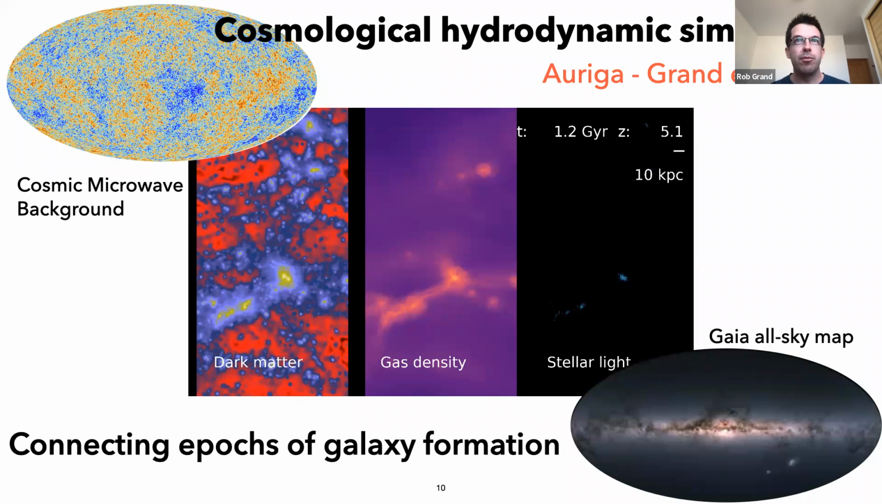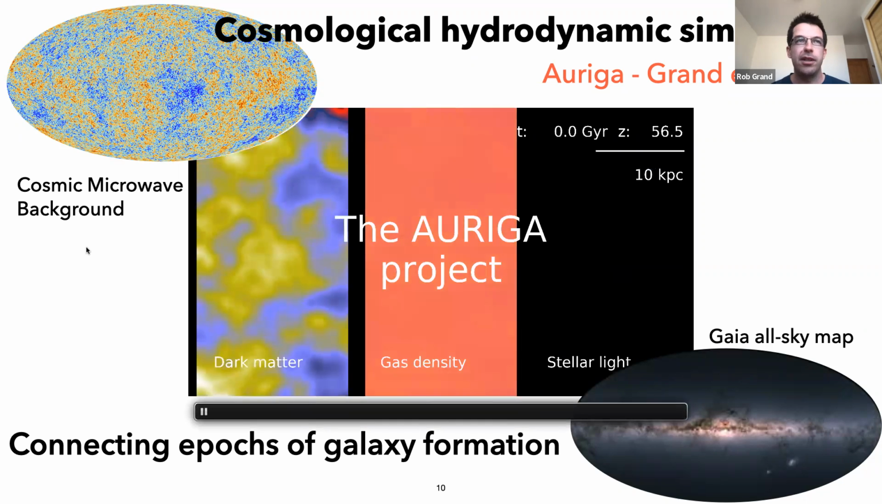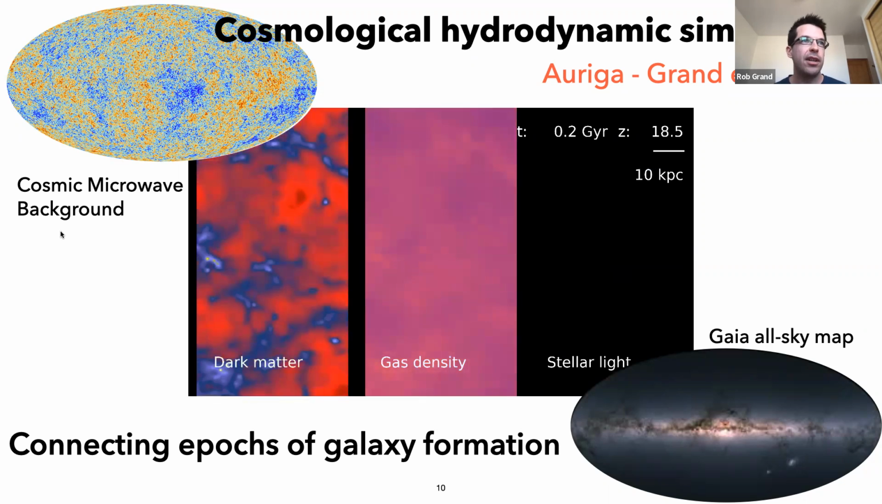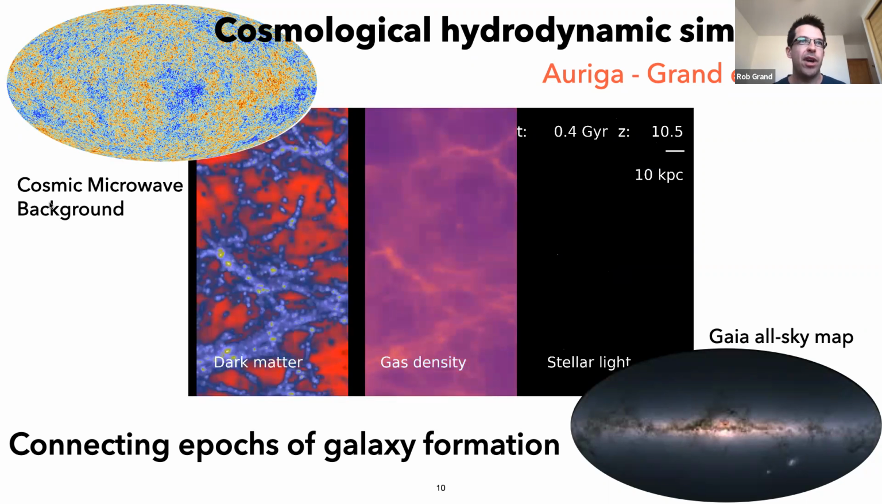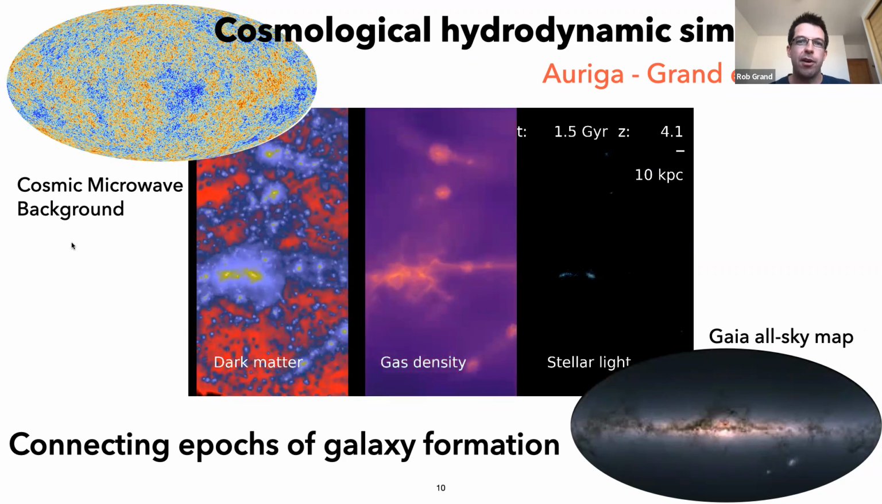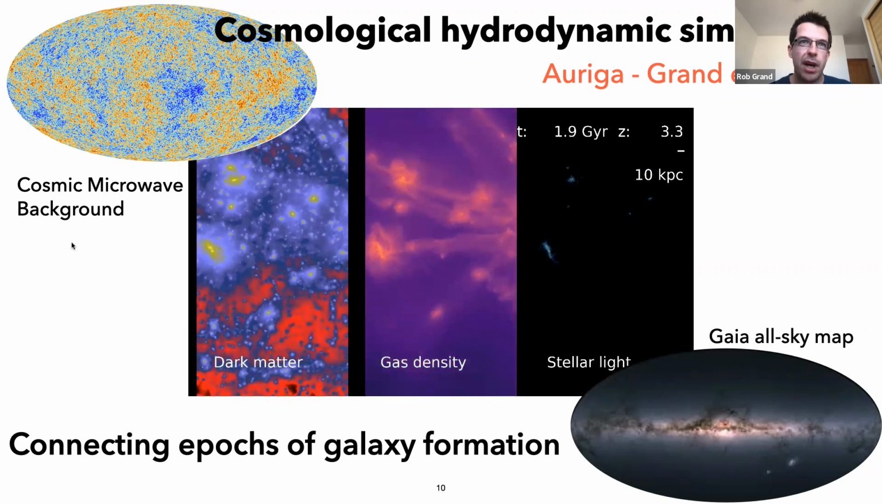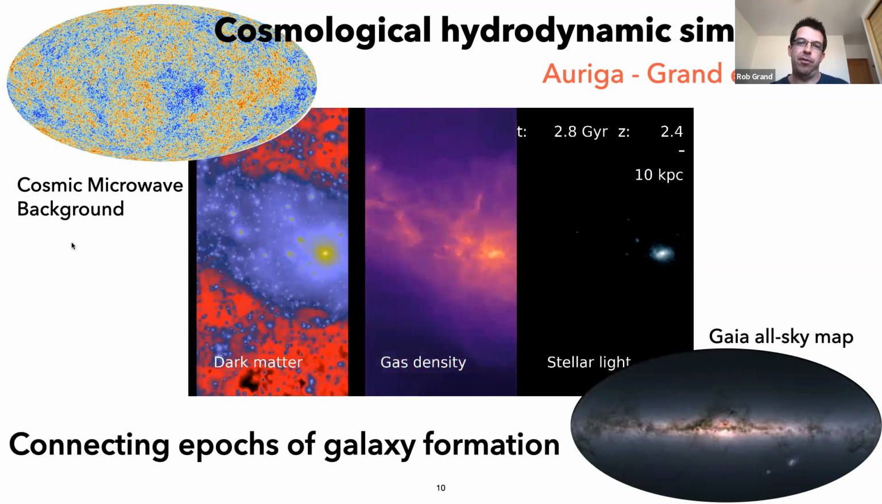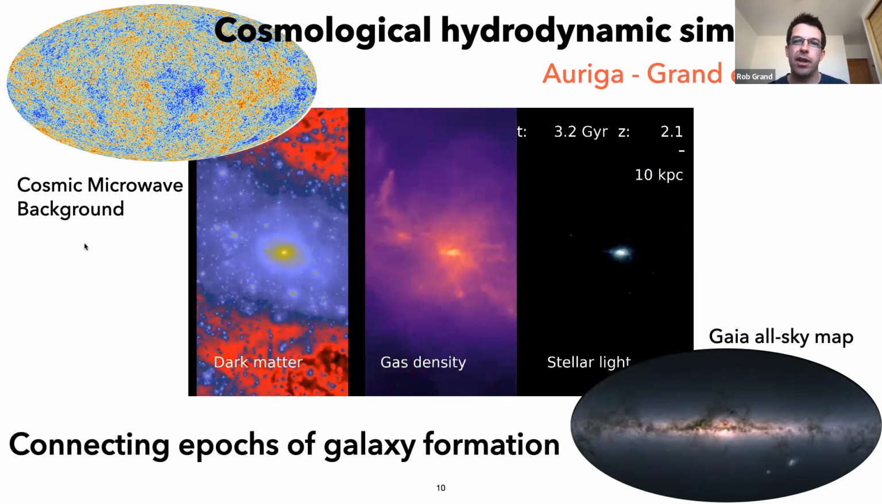This is just a movie from one of these simulations, and they start from well-defined initial conditions set by the cosmic microwave background at very high redshift. Then we put in our prescriptions for gravity, star formation, and supernova feedback. We also have black hole accretion. And then we let this go and we focus on a galaxy of interest.